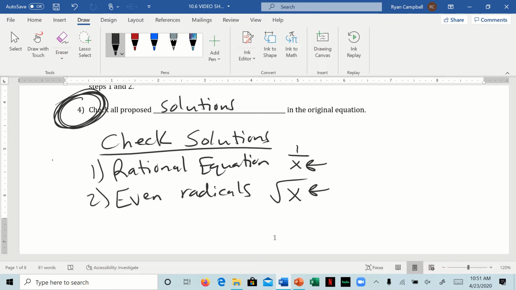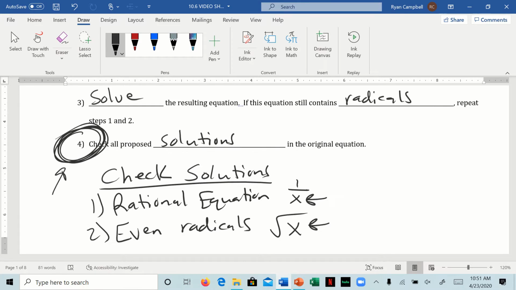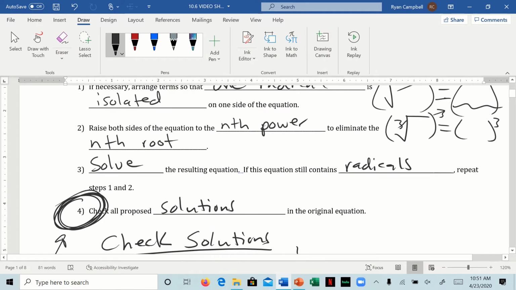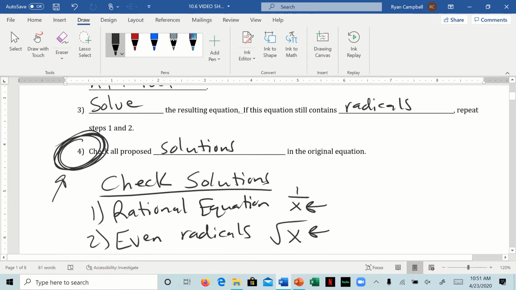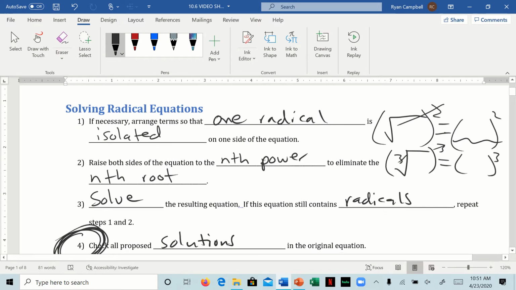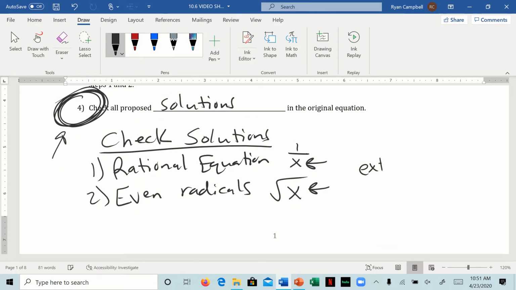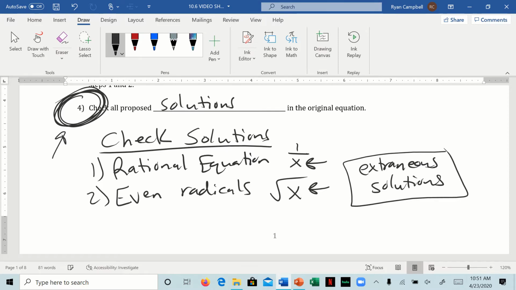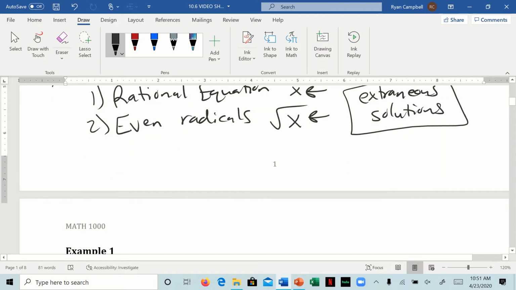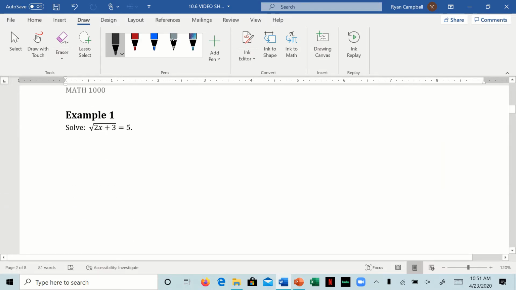So this checking is part of the process. A lot of times it's not, but in this case, you do have to check yourself. That is part of finding all the solutions. Because some solutions aren't going to be solutions at all. They're going to be what we call extraneous solutions, which means they look like solutions, but they actually aren't.